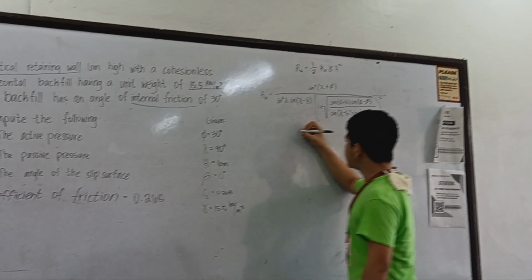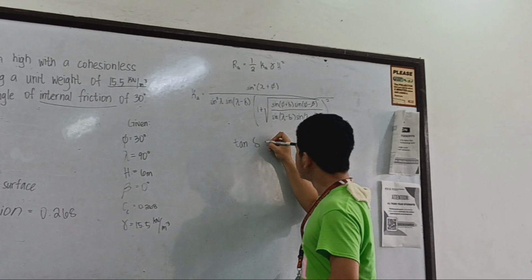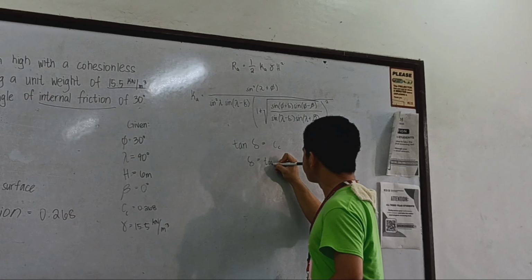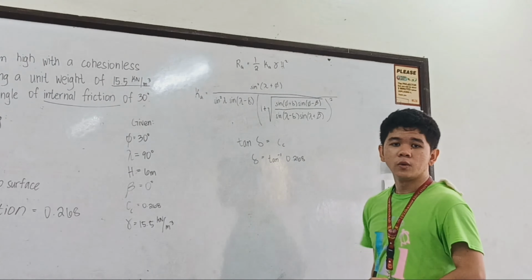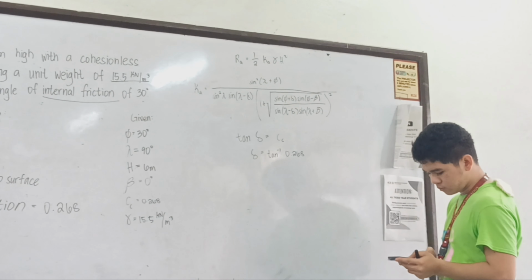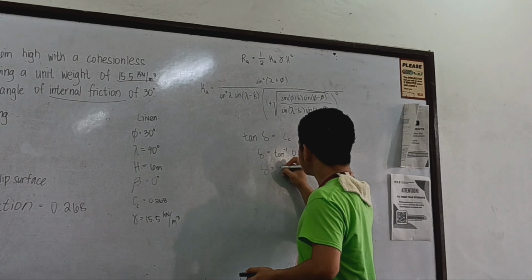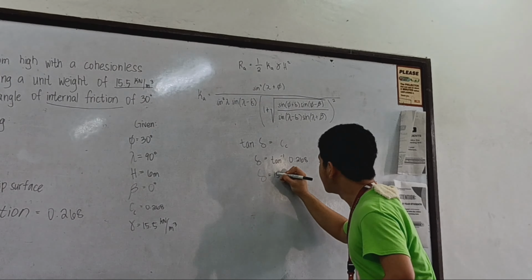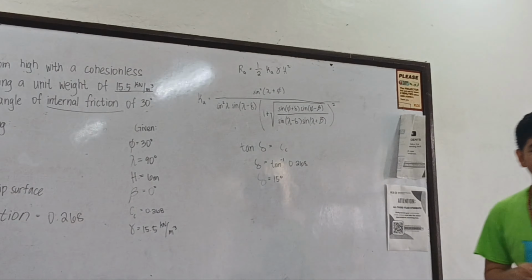So the angle delta is 15 degrees. We get 15.002, so we take it as approximately 15 degrees. Now that we have angle delta, we can solve for the coefficient of active pressure.